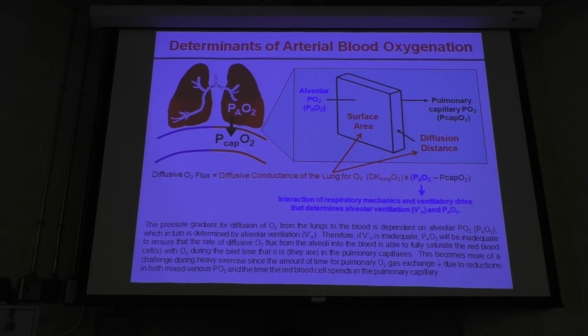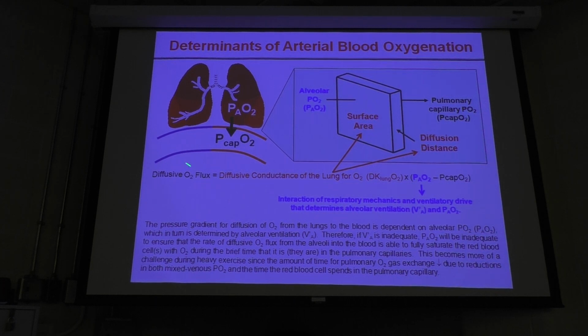So, what are some of the determinants of arterial blood oxygenation? You've seen this before. Diffusive oxygen flux across the lung is really a reflection of the diffusive conductance of the lung for oxygen multiplied by the pressure gradient between the lung, so the alveolar partial pressure of oxygen, and the pulmonary capillary partial pressure of oxygen. So basically we have the permittance of oxygen flux across the lung and the driving pressure.